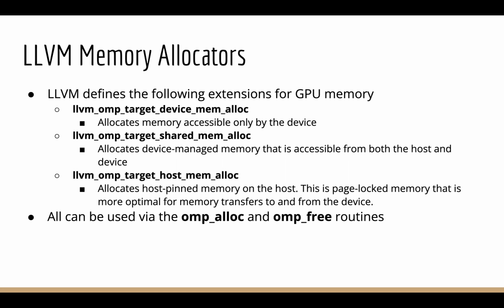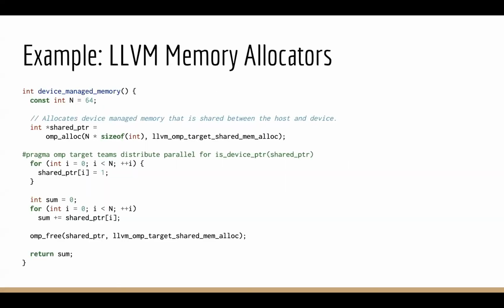And these are all accessed through the standard OMP alloc and OMP free runtime calls. So this is just a simple example of the shared memory allocator I mentioned previously. We have the OMP alloc call, which allocates a buffer of memory as you would with malloc, but we supply this LLVM OMP target shared mem alloc, which tells it to allocate from the device managed memory. We then get a pointer to device managed memory, and we can pass it into the device using the is_device_ptr clause on the target region, which will then allow us to access it on the device.